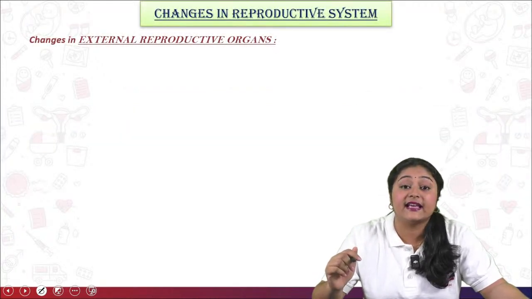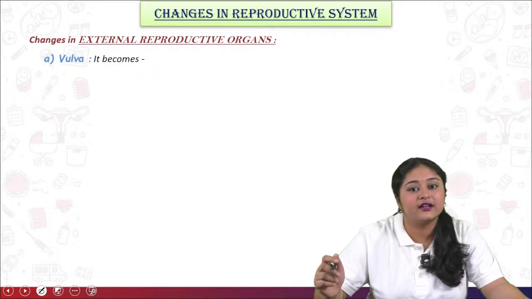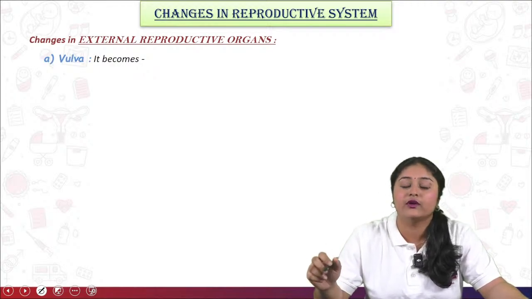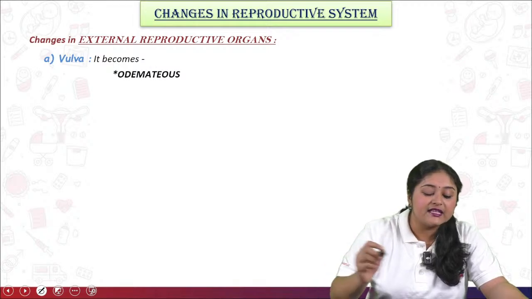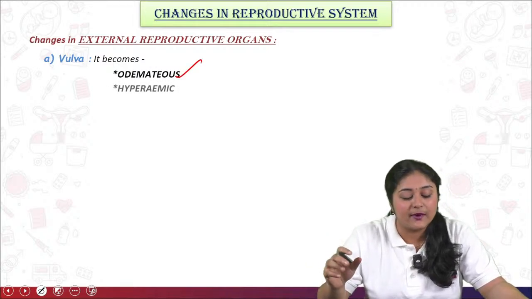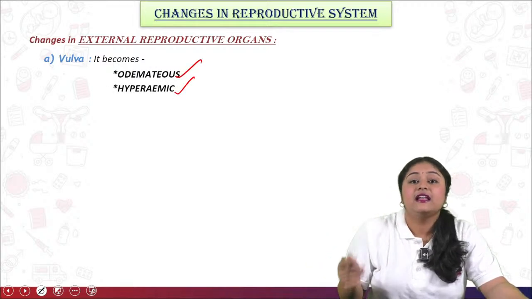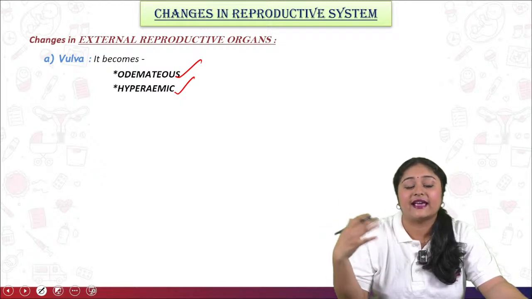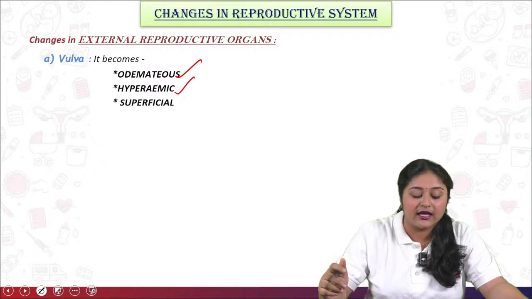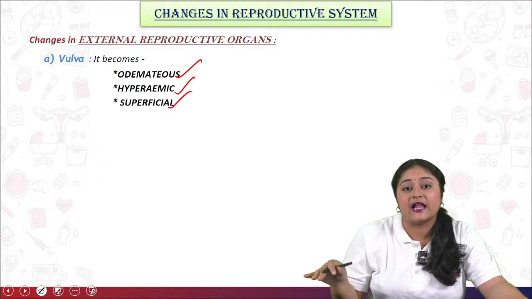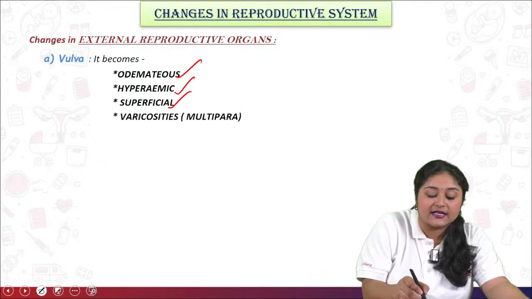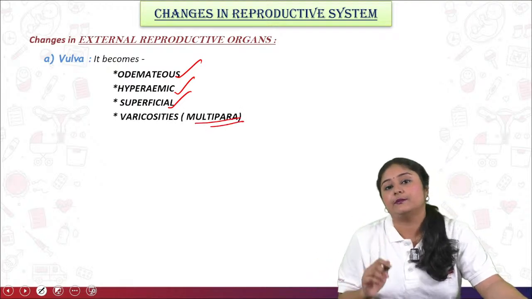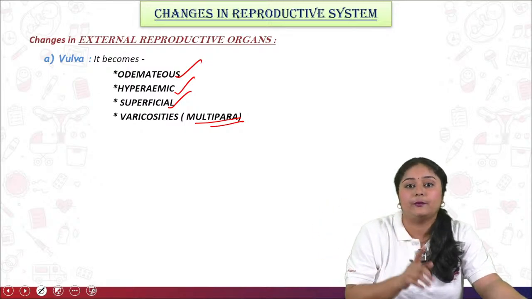So first is the external reproductive system, which we know as the vulva. The vulva becomes edematous, meaning edema-type formation, and hyperemic, like blood circulation is excessively progressing in that particular area. Then superficial varicosities, you can palpate in that area, especially for the multipara, meaning who already gave birth previously.